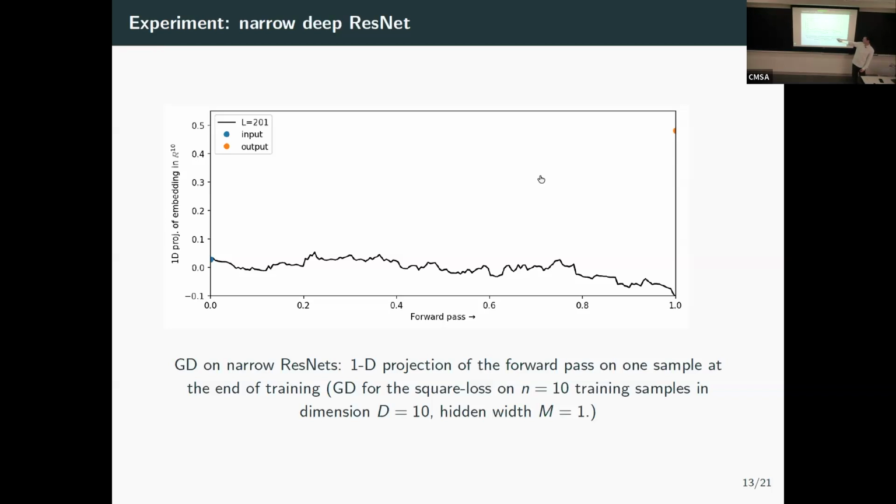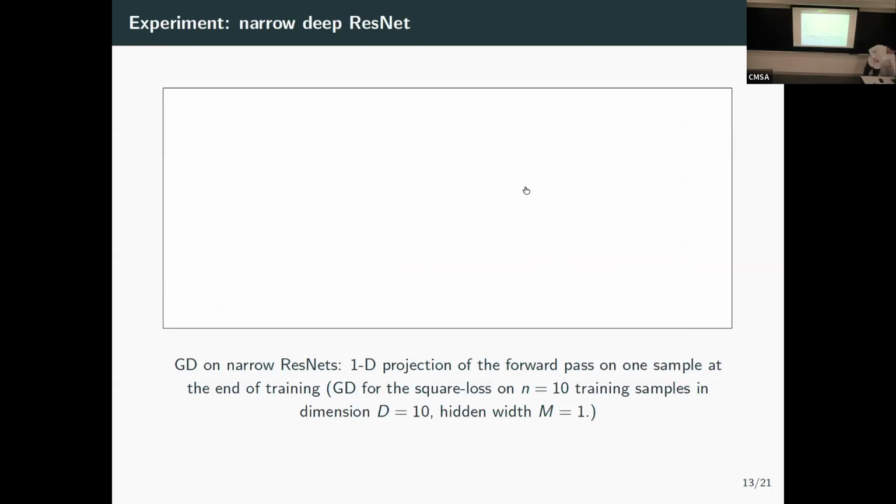So here, what I will plot will be a video. I will plot the training dynamics of a ResNet with m equals 1, so hidden width equals 1. And this is the forward pass on one of the training samples. This is the input I'm giving, and this is the behavior of the forward pass across depth. The target label is the orange blob here. So during training, we should match this label. I'm training with 10 training samples in dimension 10, but I'm only plotting one, and its one-dimensional projection. So let's look at how it behaves.